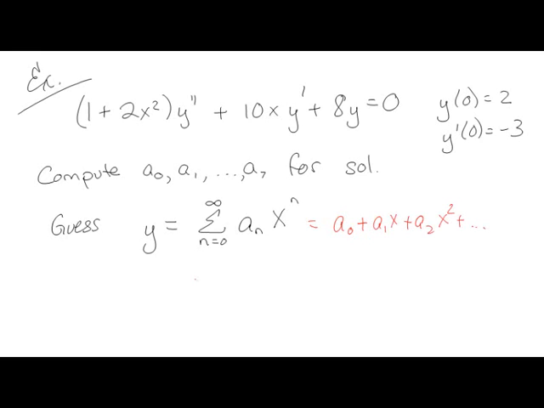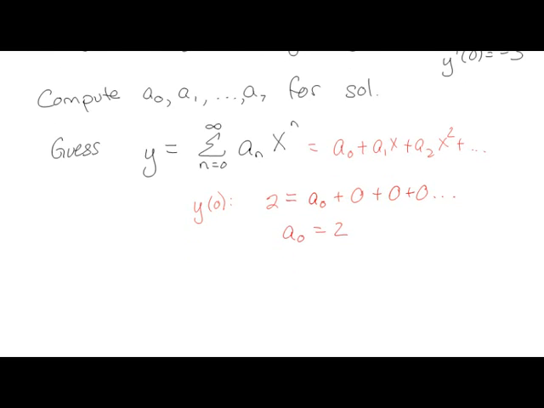So I can actually already apply the first initial condition. So y at 0 is equal to 2, so that's a naught plus a1 times x is 0 plus a2 times x is 0, 0, 0, 0. So I've actually already found out that a naught equals 2. Partial credit for the win.